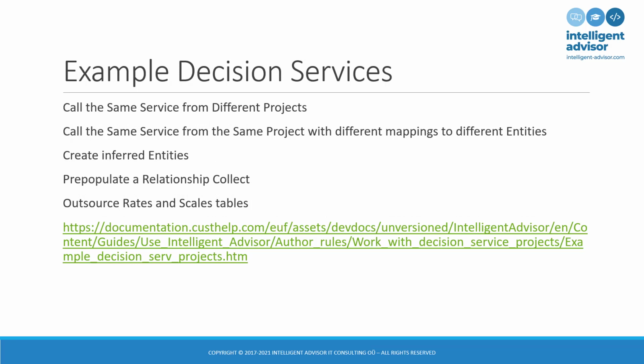Look at the examples. Find them online. There's the link again. Look at the ways they demonstrate calling the same service from different projects, calling the same service from the same project with different mappings through different references, how they can leverage inferred entities that are output objects from decision services, how you can pre-populate a relationship collect courtesy of that output object, how you can, once again, outsource certain elements of your business logic to a decision service. Go find that link, go read it, and download the examples and try them out.